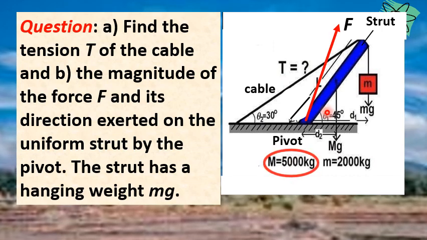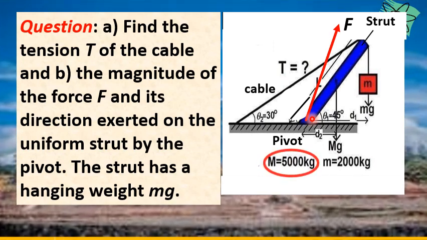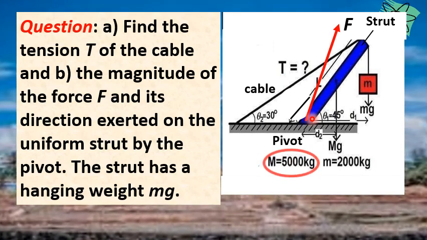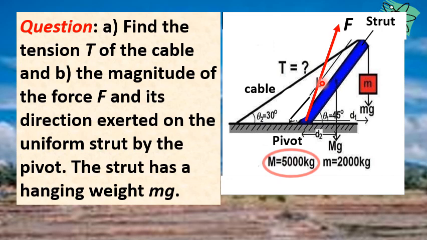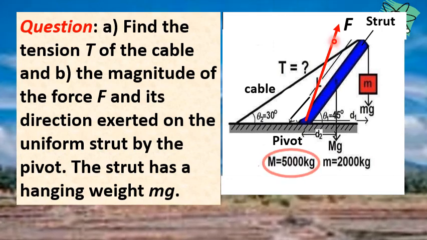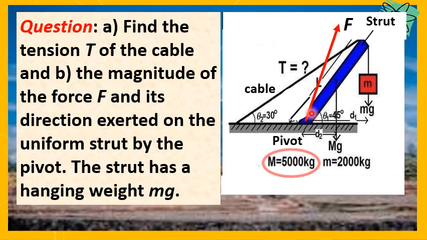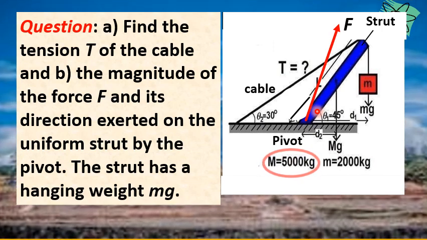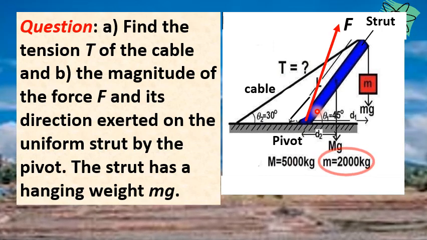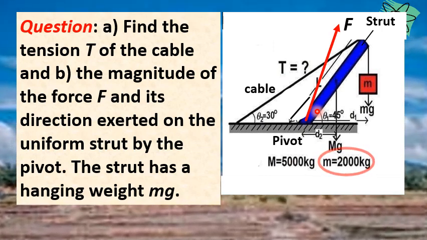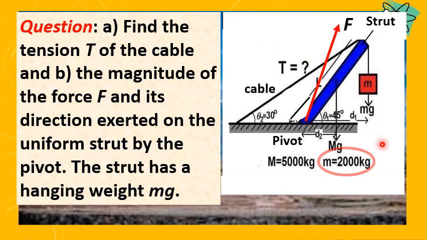So in this problem, we want to determine letter A, the tension capital T exerted by the cable, and letter B, the magnitude and direction of the force capital F exerted by the pivot on the lower end of the strut. The strut has a hanging load of mass small m equal to 2,000 kilograms.